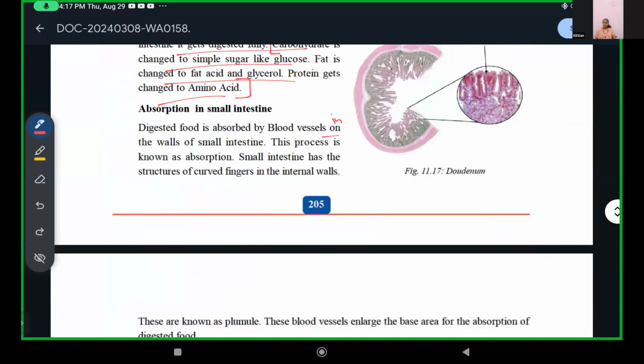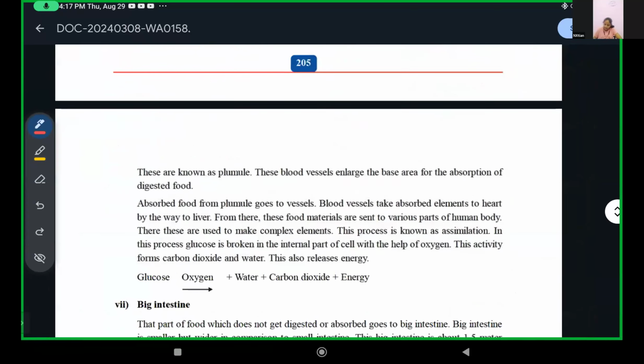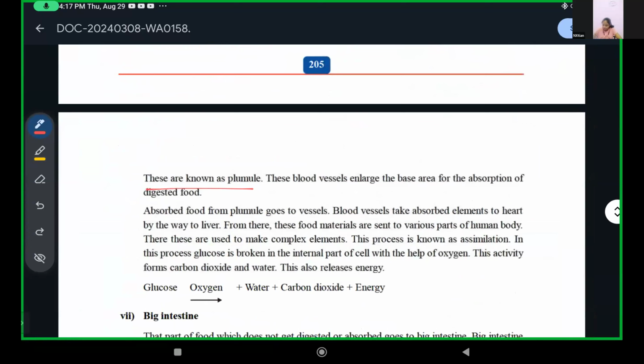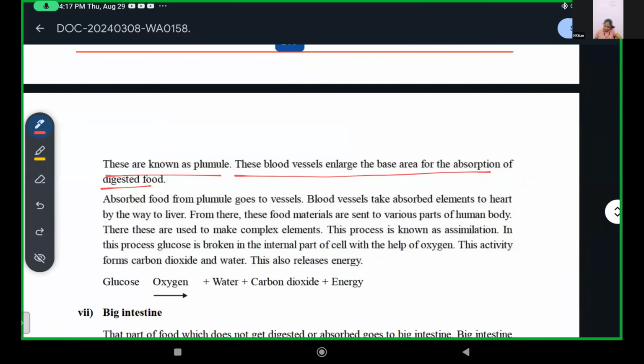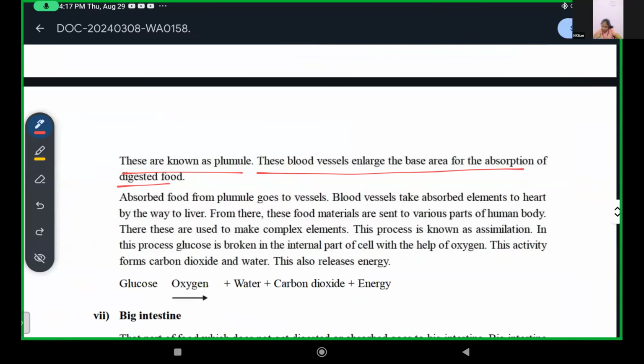Small intestine has, in the internal walls, structures like curved fingers. These are known as villi. These enlarge the base area for the absorption of digested food. Absorbed food from the villi goes to the blood vessels. Blood vessels take the absorbed elements to the heart by way of the liver. From there, these food materials are sent to various parts of the human body.